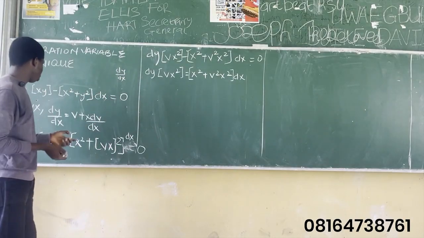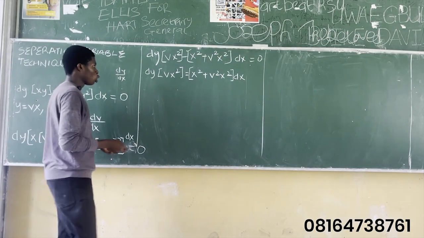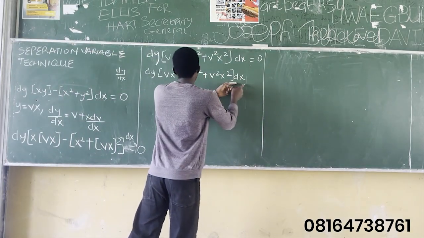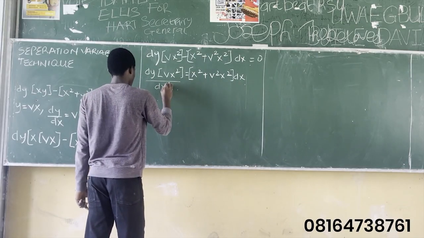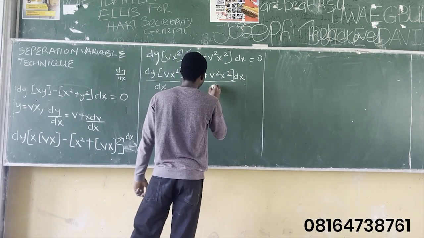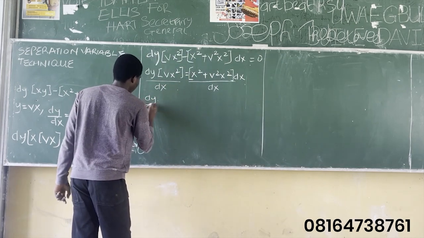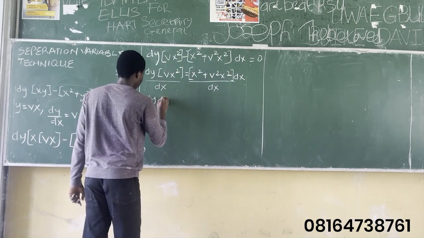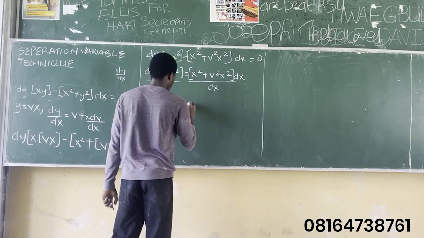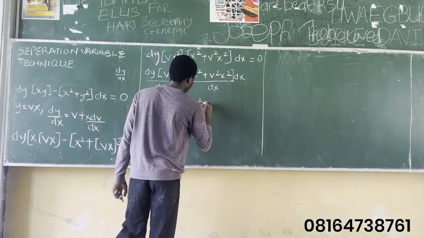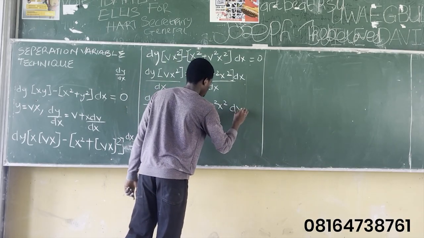So we can substitute this equation, which is v plus x dv, into the equation. So what we are going to be doing is dividing through by dx. So let's divide through by dx. You can write it out somewhere, dividing through by dx. So this is dy all over dx, times vx squared is equal to x squared plus v squared x squared, dx.